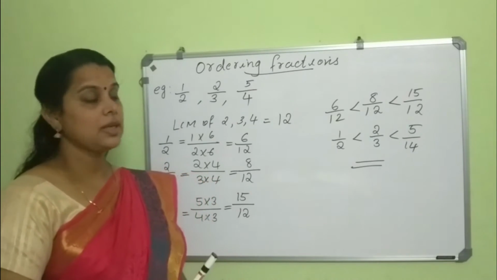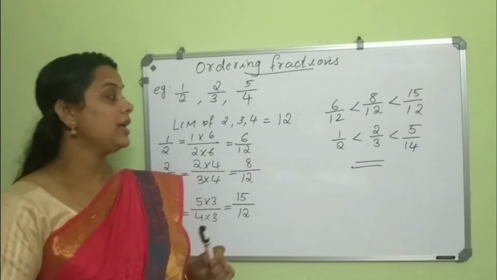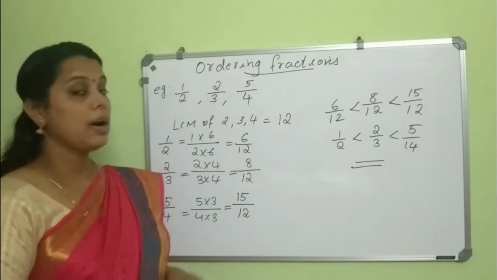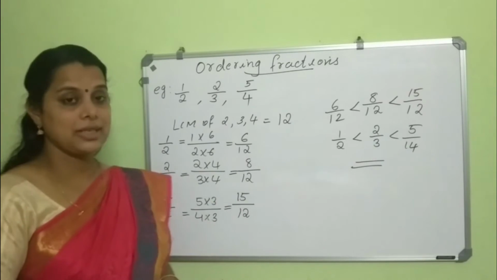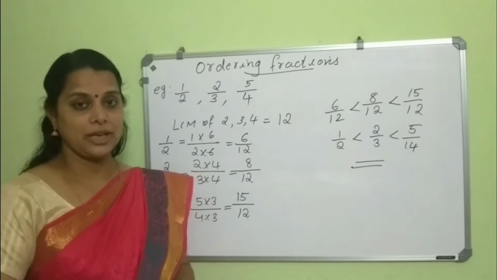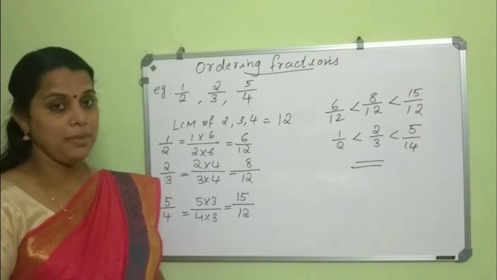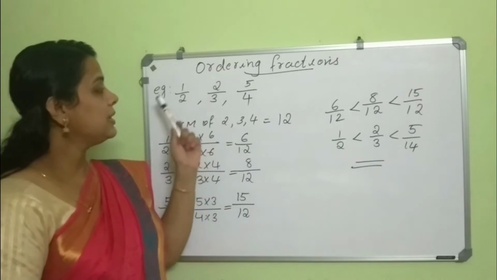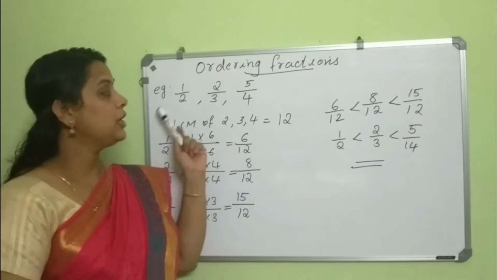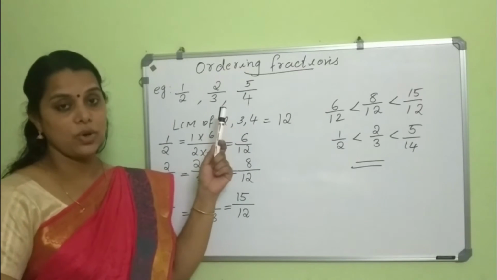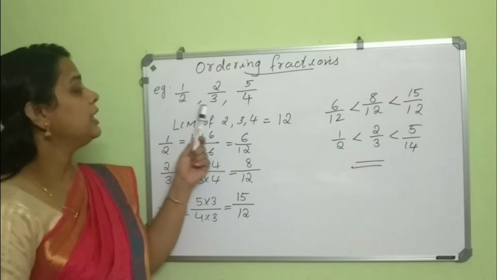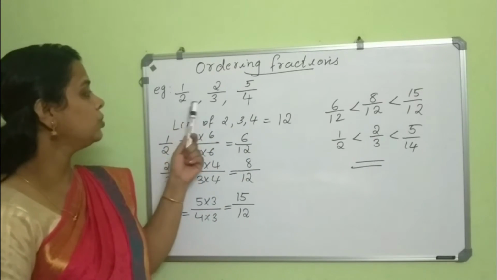Now we are going to discuss ordering fractions. How to write two or more fractions in ascending or descending order. Before that we need to compare the fractions. If it is two fractions, we just do the cross multiplication. I already explained that. Then we can compare the fractions. If two or more fractions are there, we need to compare these fractions. See this example, 1 by 2, 2 by 3 and 5 by 4. We need to compare these fractions and arrange in ascending order. So, the method is finding the LCM of the denominators. Here the denominators are 2, 3 and 4.